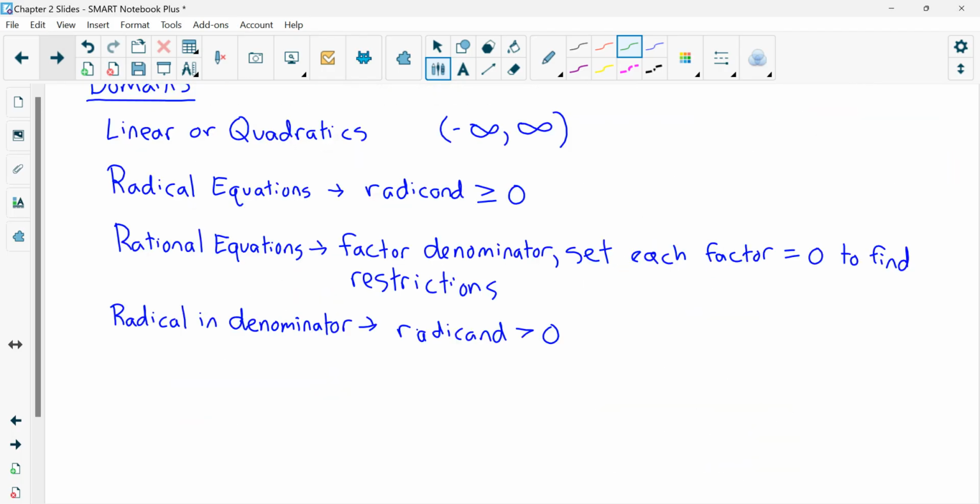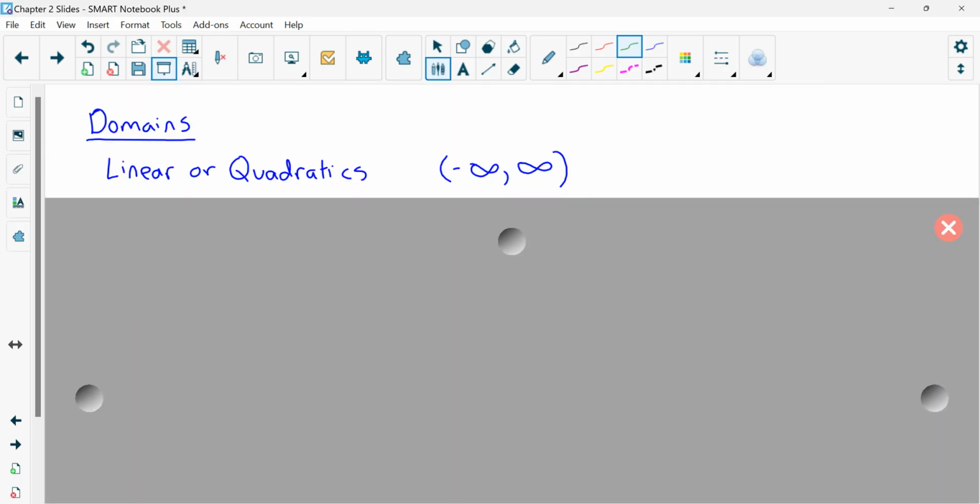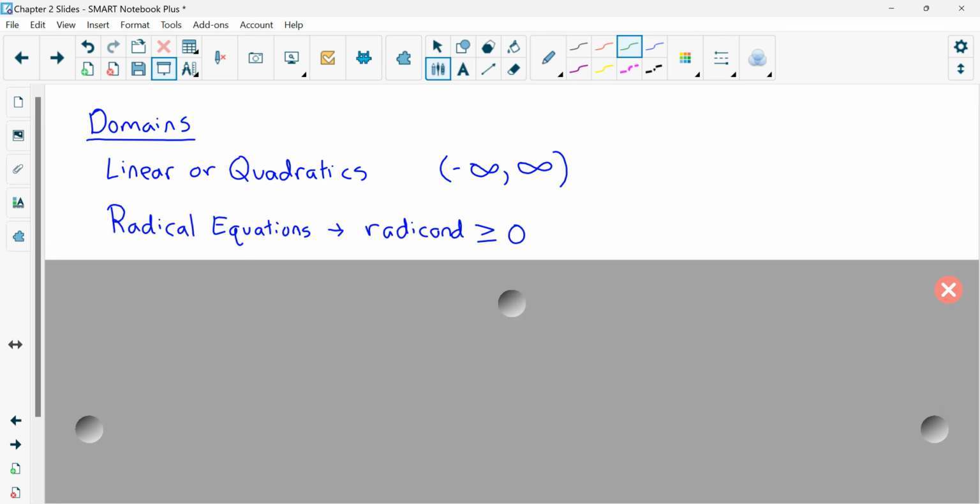So in general, if we're going to be finding the domains just by looking at the equations, linears or quadratics have no restrictions ever. So if you have a linear or a quadratic, x squared, it's going to go from negative infinity to infinity always. If we have a radical equation, remember radical means the square root around it, we take the radicand, which is underneath the square root, and set that greater than or equal to 0.